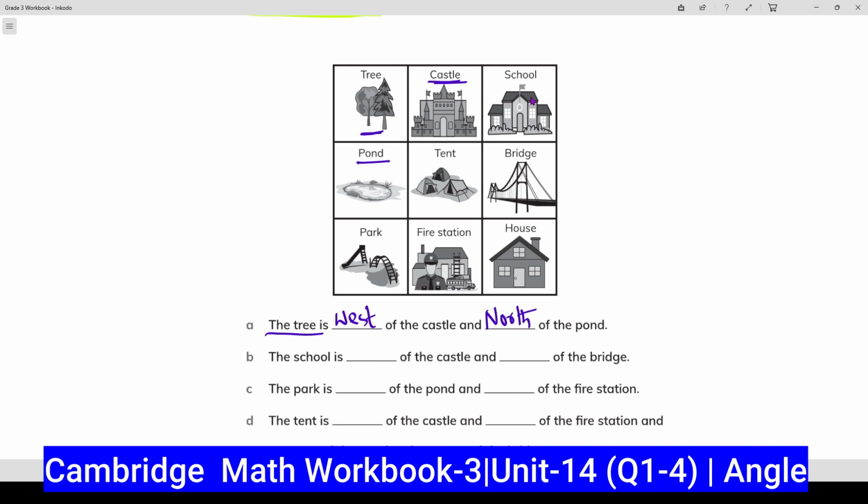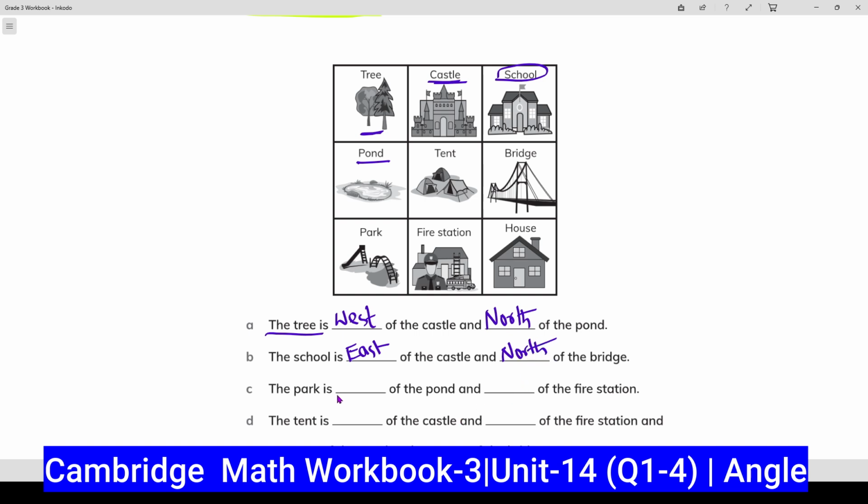Where is the school? This is the school. The school is dash of the castle. So the school is east of the castle. And dash of the bridge. So this one is also north of the bridge.